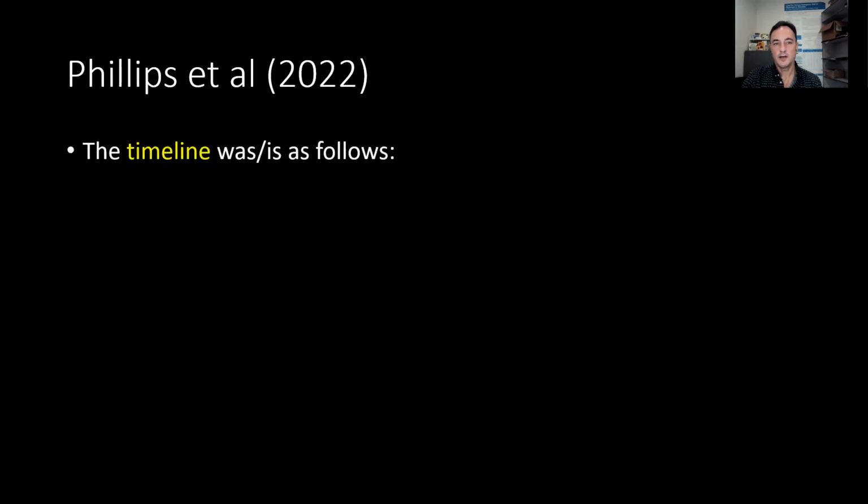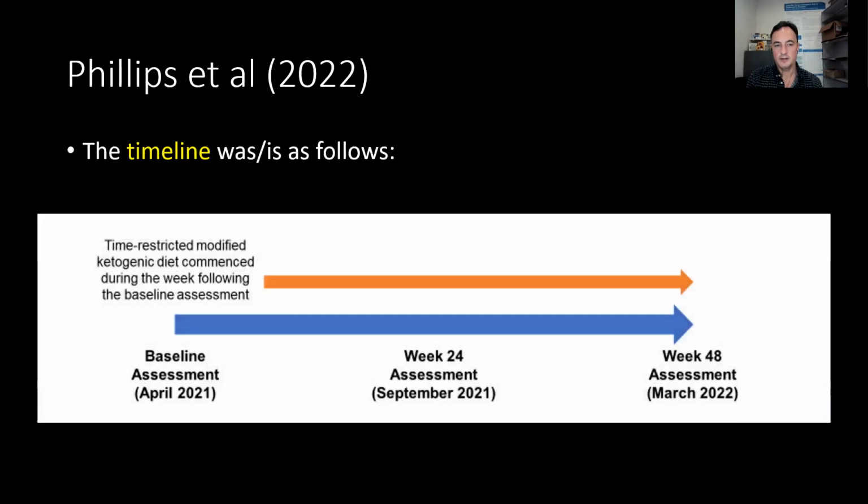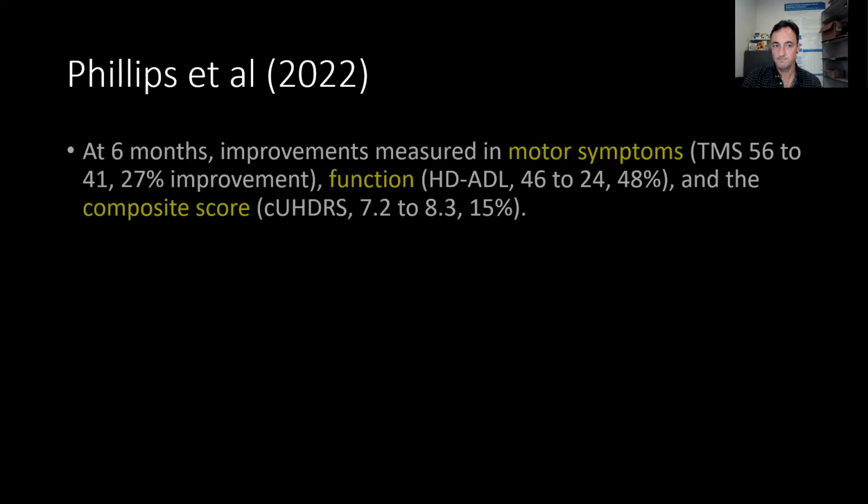Okay, so the timeline was and is as follows. Basically, we started this strategy in April of 2021. We did the 6-month or week 24 assessment in September of 2021, and we plan to do the 1 year or week 48 assessment, which is almost 1 year, in March of 2022, which is next month. So I can only give you the 6-month data, but I can say that we have measured improvements in motor symptoms, function, and the composite score.